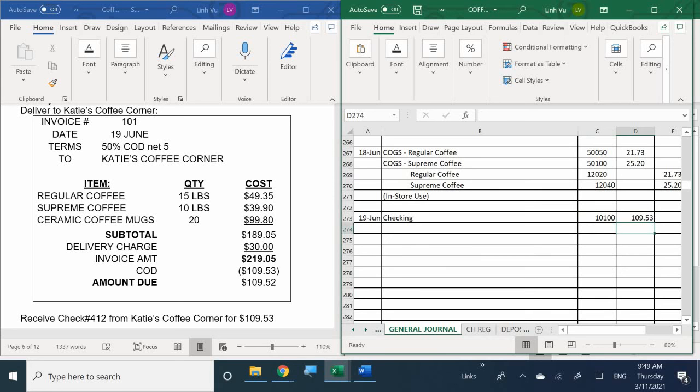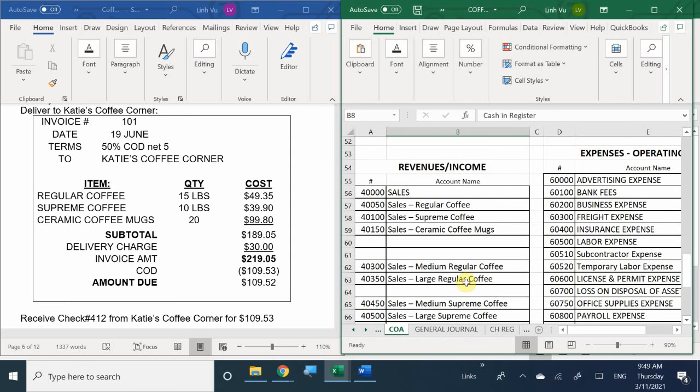But before we do that, what is the main transaction here? Sales. We're going to credit sales. Now, are we going to just credit sales for medium coffee, regular coffee, large regular coffee? How are we going to conduct this? Let's take a look at the chart of accounts. Just sales regular coffee, right? Because we're selling it by the pound.